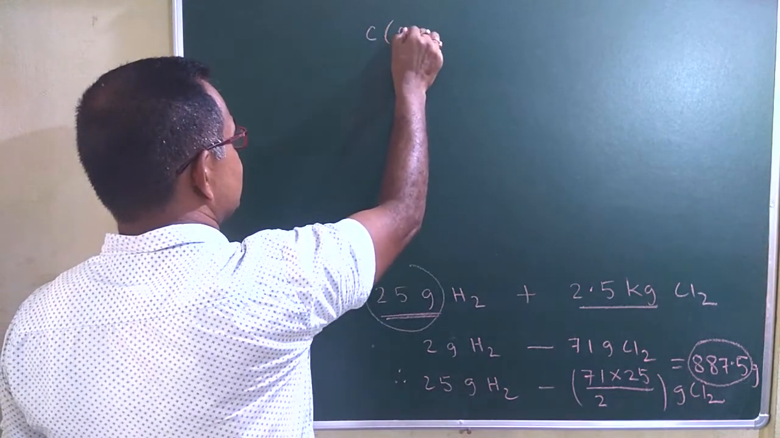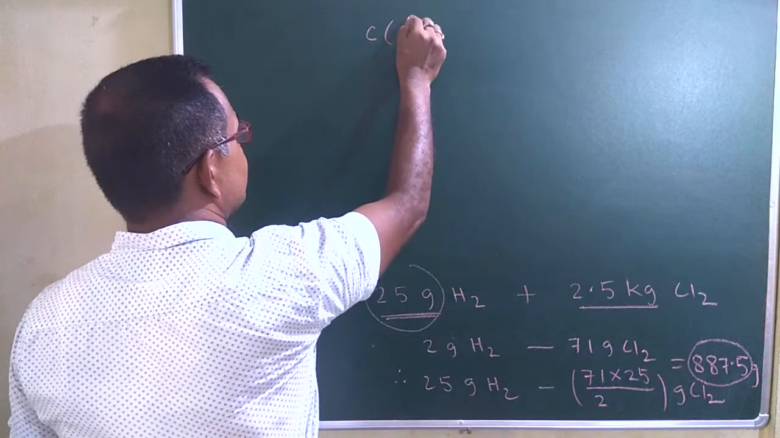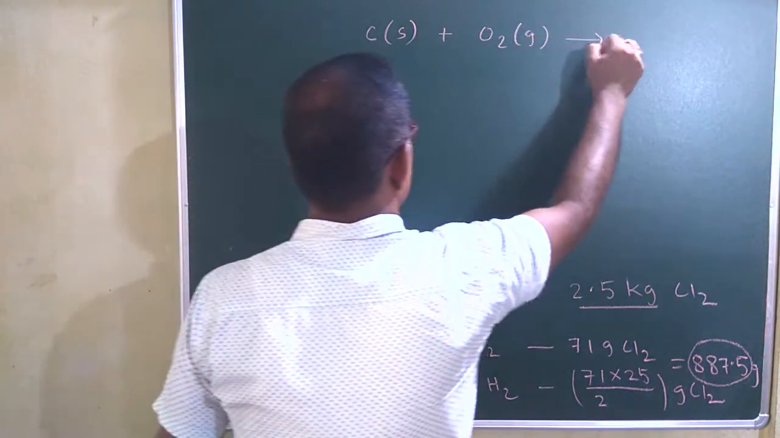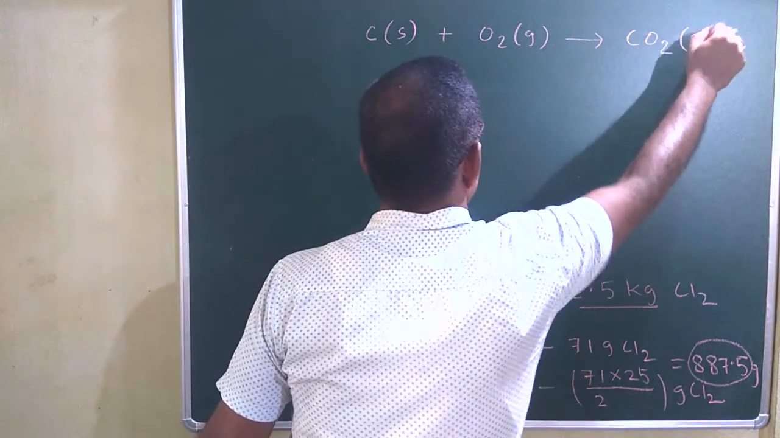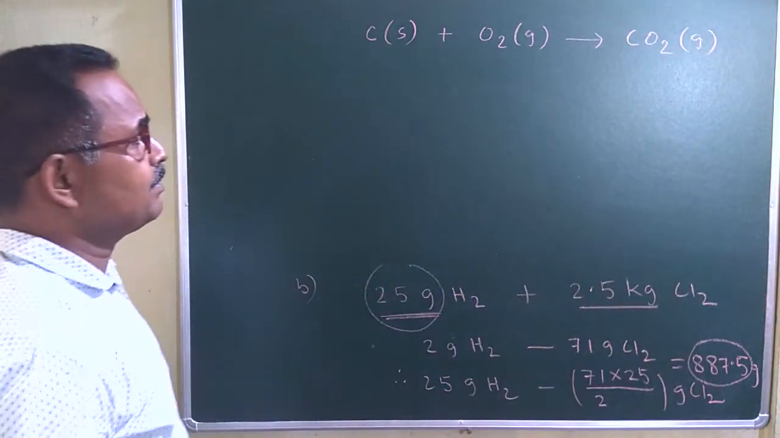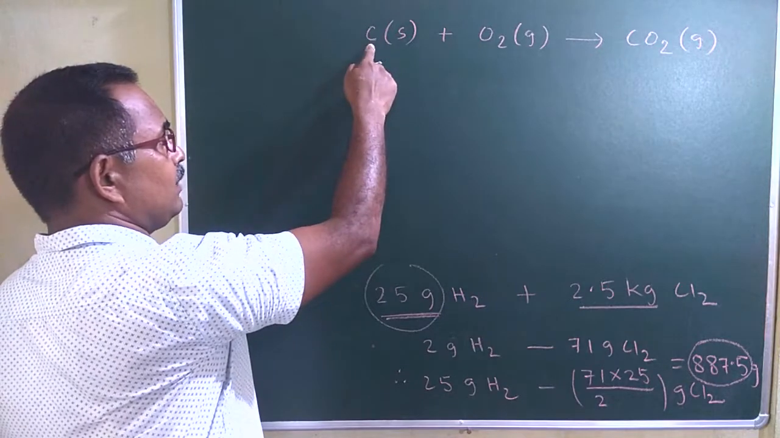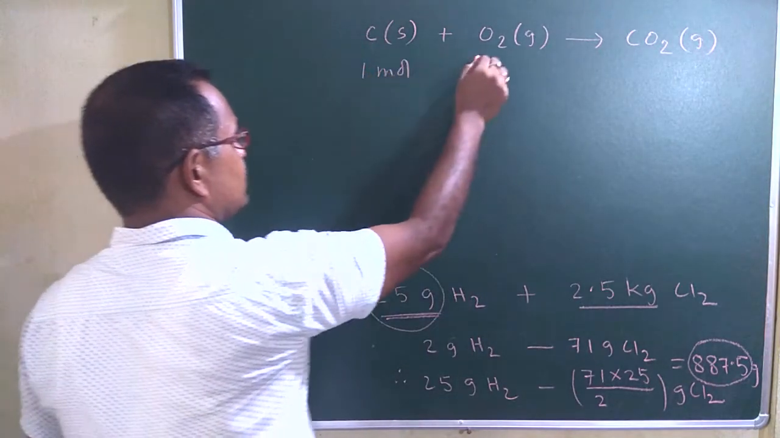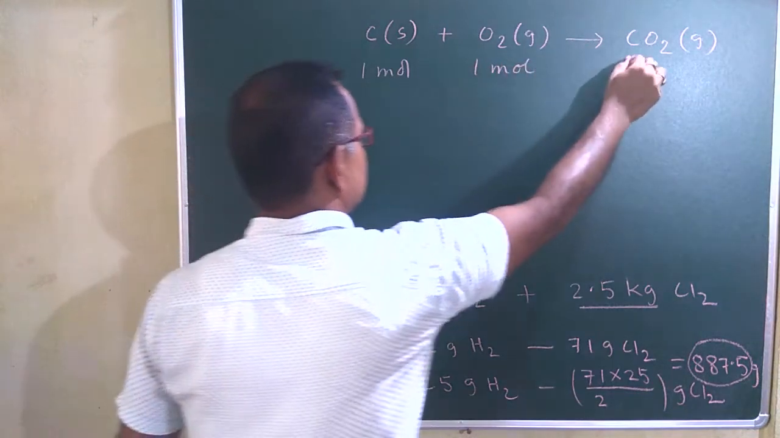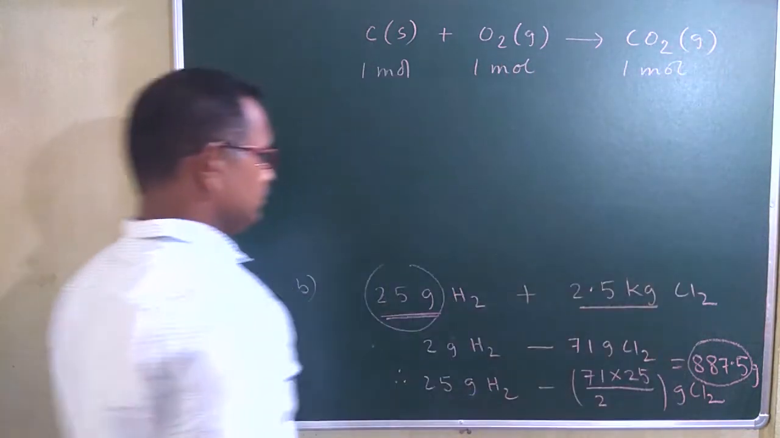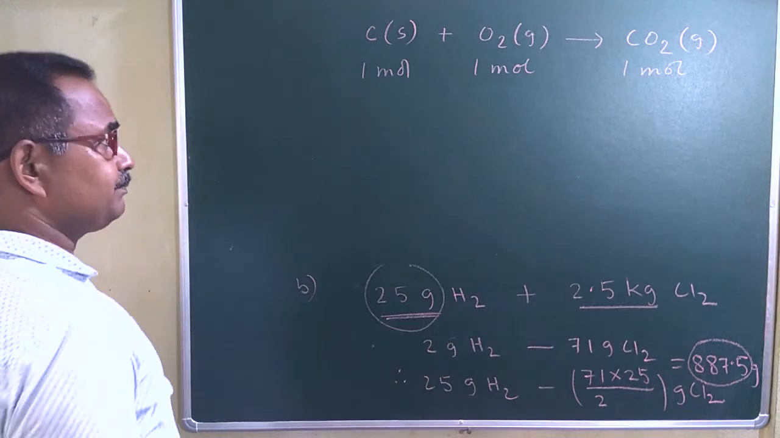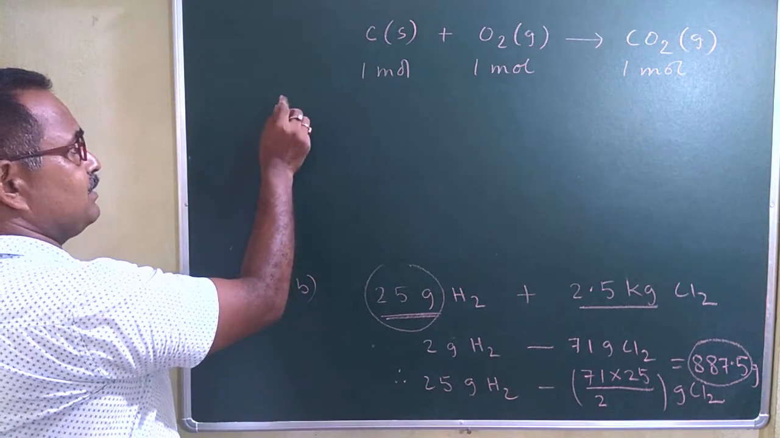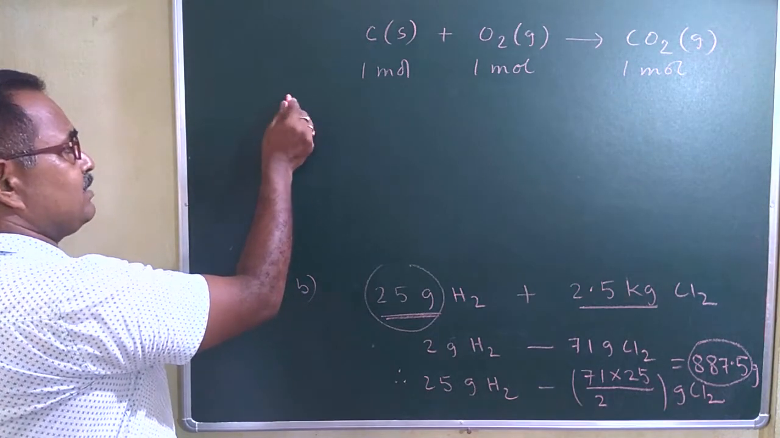Say C solid plus O2 gas producing CO2 gas. Look at the equation. 1 mole carbon reacts with 1 mole oxygen to produce 1 mole carbon dioxide. Suppose you are asked a question like this.